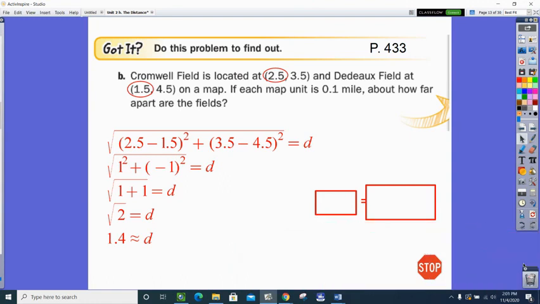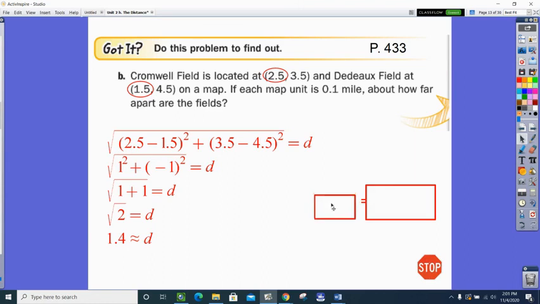But I want to know what the distance is in miles. This is blocks on a graph. So each map unit, each one of these is 0.1 mile. Then how far would it be if I have 1.4? So now I want you to take this and using this, change it to miles. Come back when you've done it.